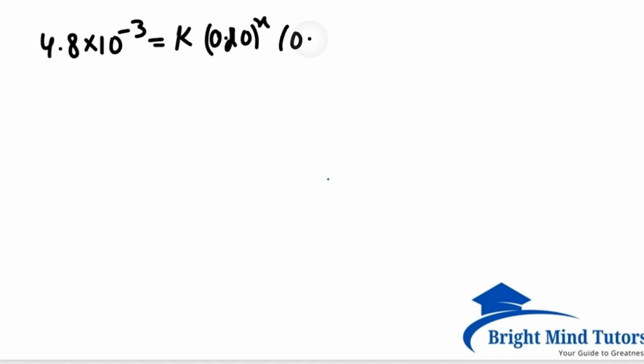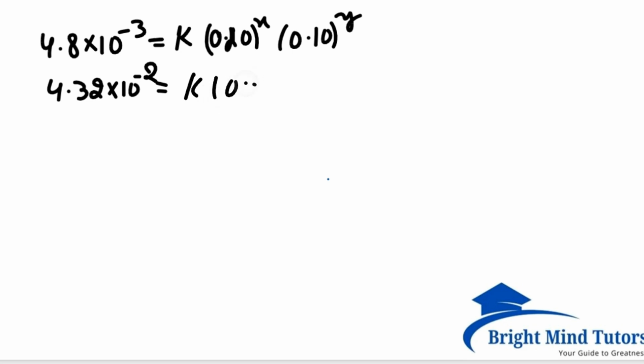Using the second and the third, the rate equations you will get are 4.8 × 10^-3 = K × (0.20)^x × (0.10)^y, where 0.20 was the concentration of A and 0.10 was B's concentration. And the other data we have is 4.32 × 10^-2 = K × (0.20)^x × (0.30)^y.